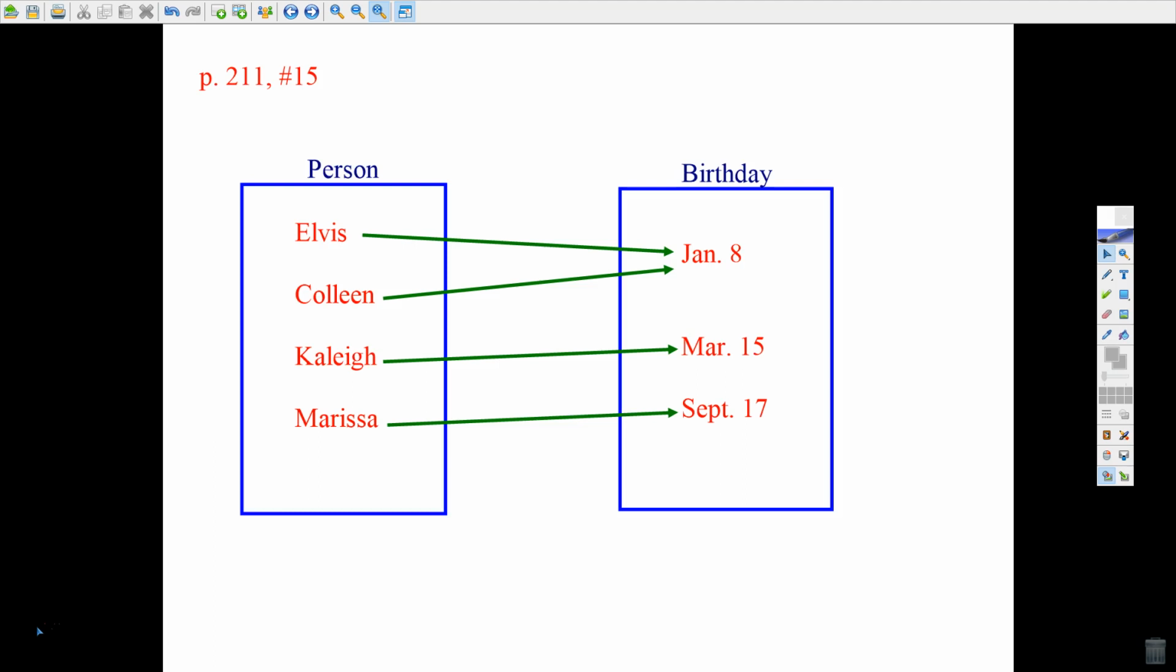Well, in this particular case, that is not the case. I don't have two or more arrows branching out from any of these names. So therefore, this is a function. And now all we have to do is state, using set notation, what the domain is and what the range is. So pretty easy to do.